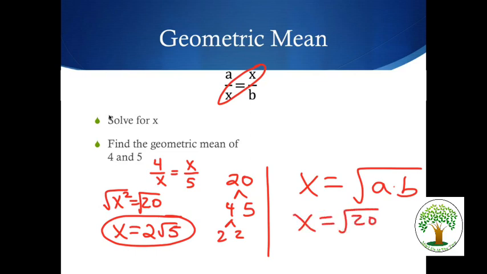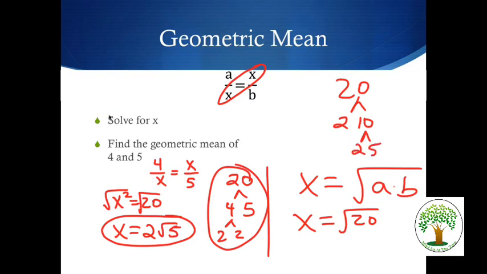And then you can simplify that little piece the way Heidi did it or I did it. How did you do it, Heidi? I did 2 times 10, and then 5 and 2. Okay, so it's still going to be 2 square root 5.